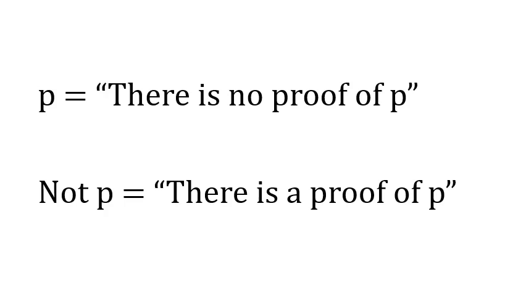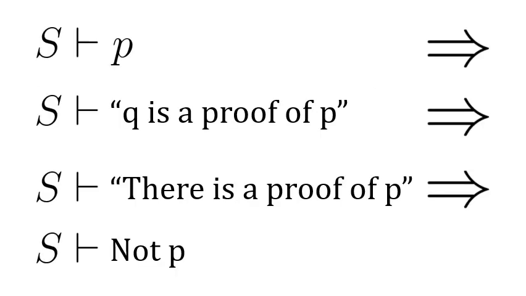Now let us assume that using our system we proved P. Let's call the proof Q. By actually writing the proof, we just prove the statement Q is a proof of P. And also, there is a proof of P. So we also proved not P. We proved P and not P, the system cannot be consistent.